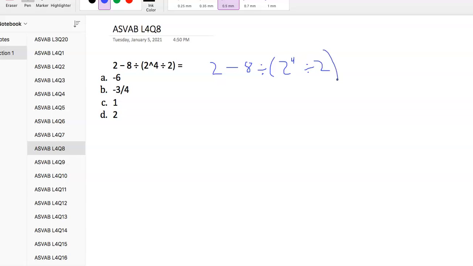Okay, so PEMDAS again, right? 2 minus 8. So we're doing parentheses stuff first. In this case, that's confusing because you have an exponent within the parentheses. So really, we have to do the exponent so that we can do the stuff inside here. So we'll go 2 to the 4th, which is 2 times 2 is 4, times 2 is 8, times 2 is 16.